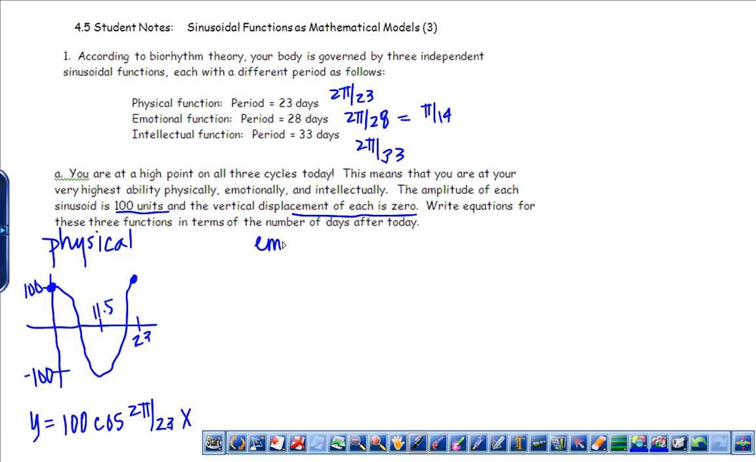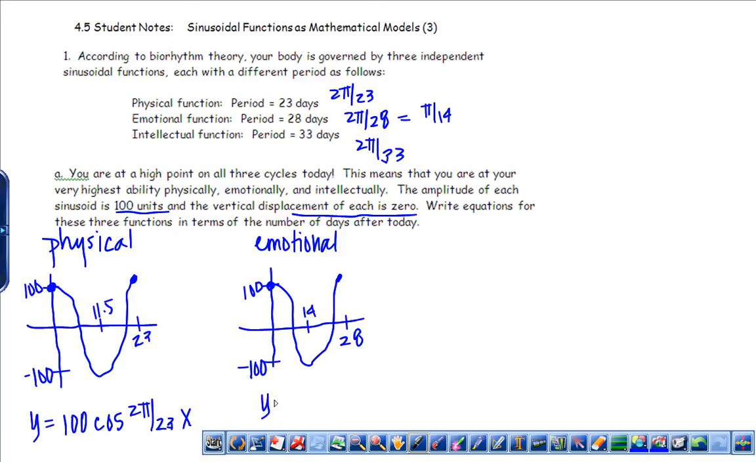Let's go ahead and do emotional. Still starting with the same graph with a displacement at 0, so I'm going to go up to 100 and down to negative 100. Still having a period of 28 days, so let's start here and do a graph ending at 28 days. If you wanted to do that middle mark, that's going to be 14. So my equation here is going to be y equals 100 cosine. And then we figured that was pi over 14 for the b value. And there's my x for my radians.